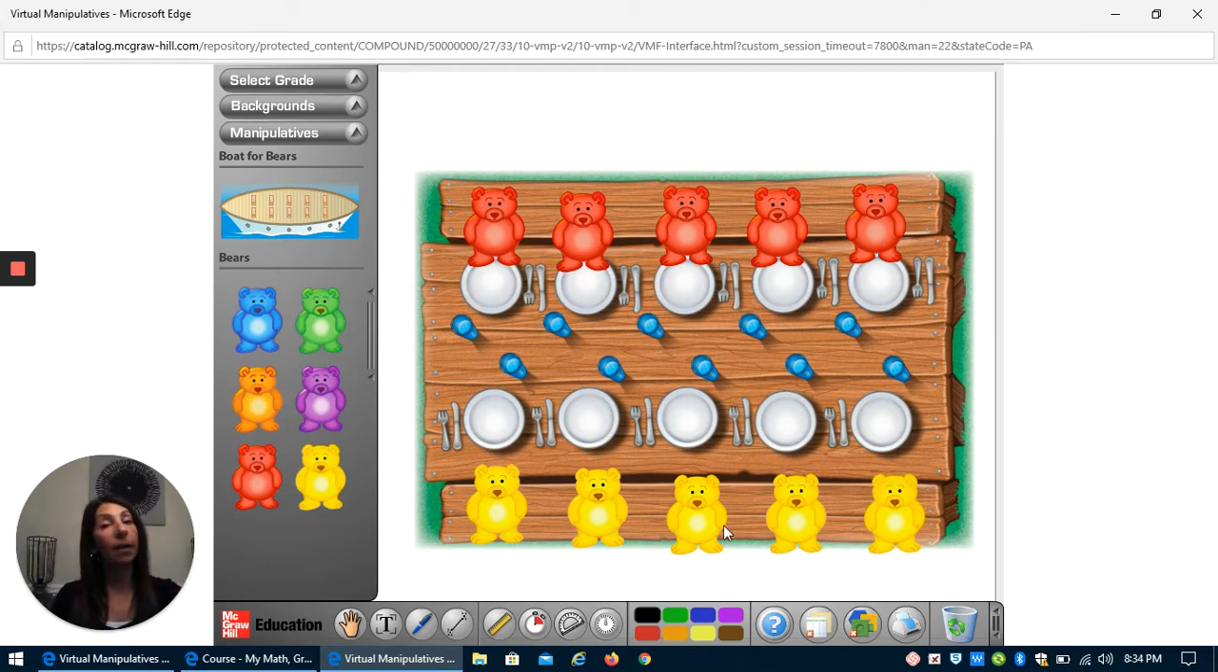How many bears do we have all together? Now I know you can count these, so here we go. 1, 2, 3, 4, 5, 6, 7, 8, 9, 10. 10. So we had how many red bears? 5 plus 5 yellow bears equals 10. 5 plus 5 equals 10, just like your fingers. 5 and 5 equals 10. I think that was an easy one for you.